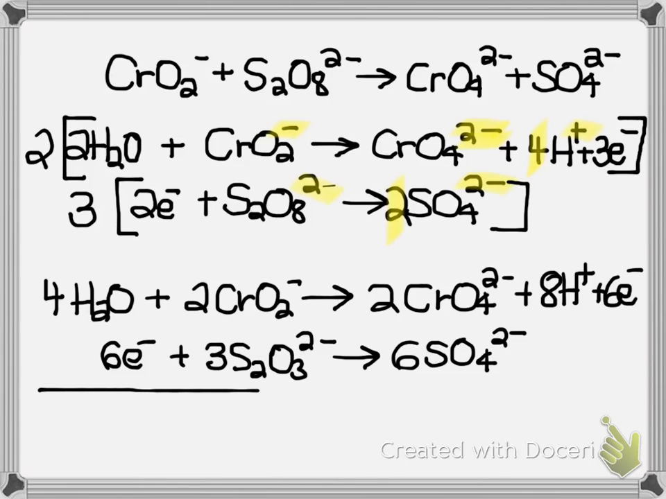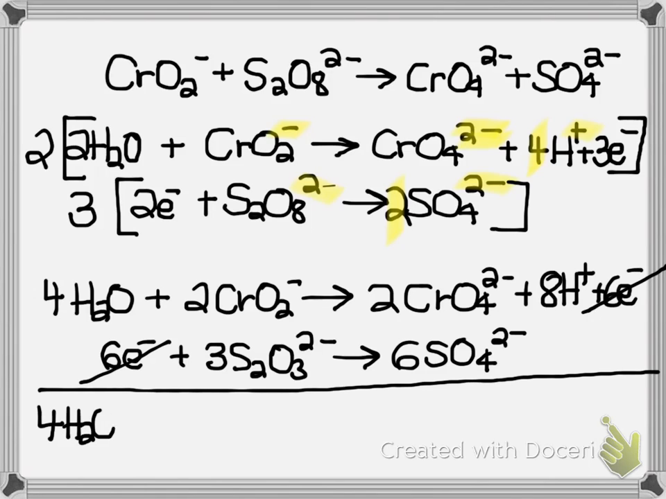Now I'm going to add these 2 half reactions together, canceling anything that I have on both sides that are the same. So in this case, the only thing that I have that are the same are the electrons, so that will cancel. And then I'll rewrite the equation with the remaining substances.